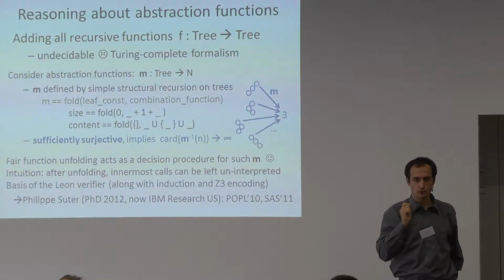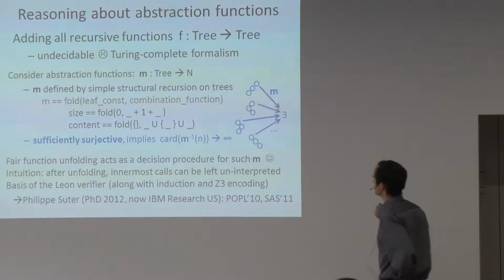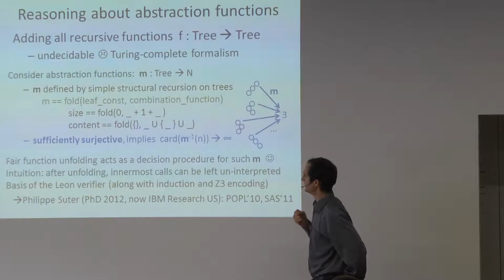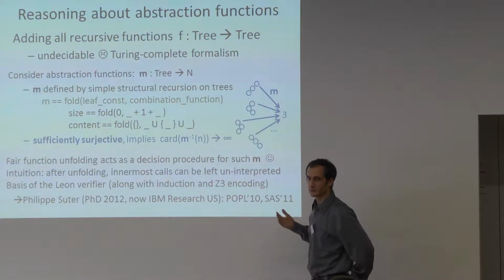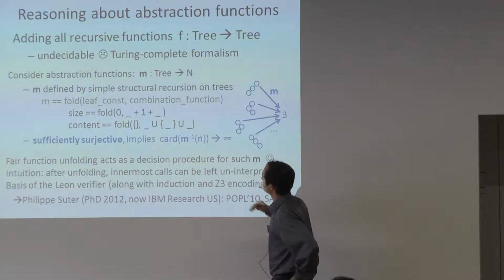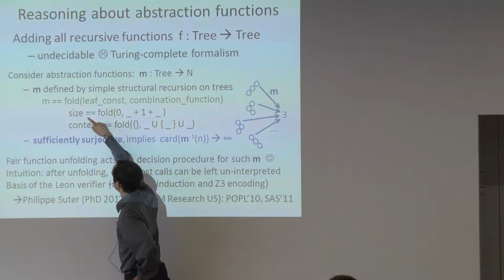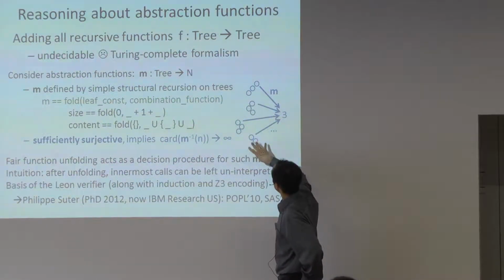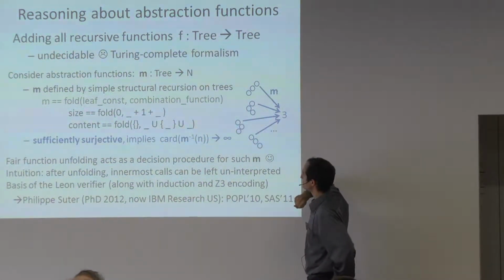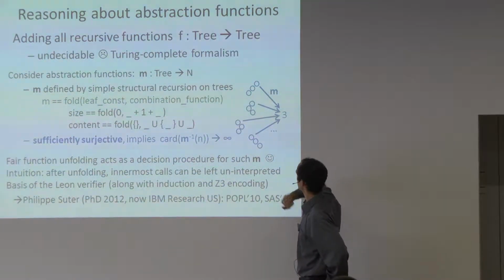But in order to obtain a constraint solving procedure, something with which we can still check whether a formula, such as the one that I've shown, holds or not, we impose some additional restrictions. The additional restriction is satisfied for functions like size and content. The particular restriction says that if you have multiple trees that map to the same value, then this is acceptable. But if you had, for example, an injective function, this would not be acceptable.